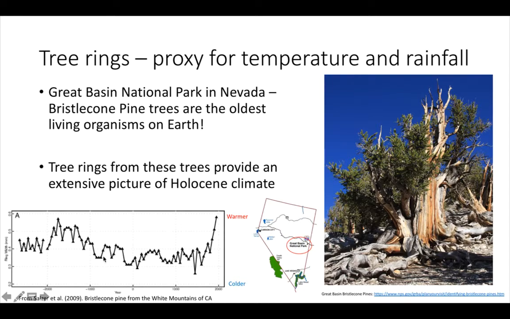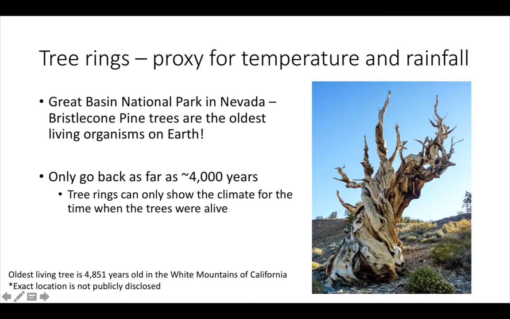This figure is pretty blurry, but it says ring width on the y-axis, which here is a proxy for temperature. So over time, you can see the changes in temperature through the late Holocene, and you can see that last increase in temperature for anthropogenic global warming. So these are really cool records, and because they are the oldest living organisms, they go back further than any other tree ring. As I said, they only go back about as far as 4,000 to 5,000 years.